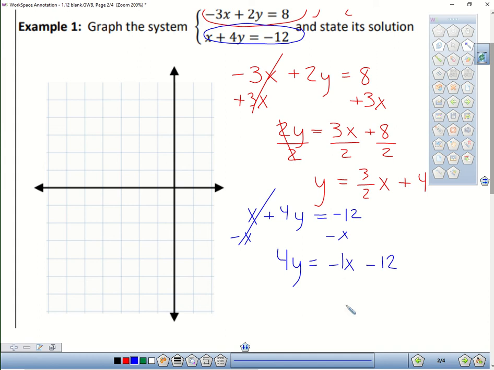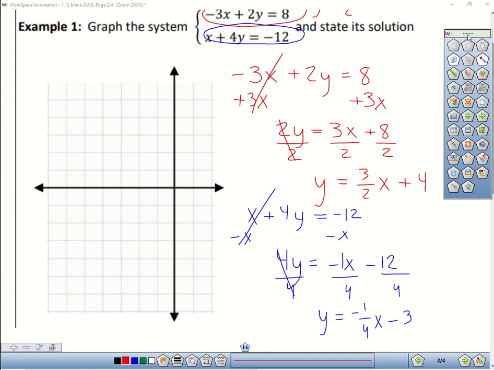Now negative x is the same thing as negative 1x. I'm going to divide both sides by 4. And that's going to give me y equals negative 1/4 x minus 3. So now that I have both of these, I'm going to plot them.